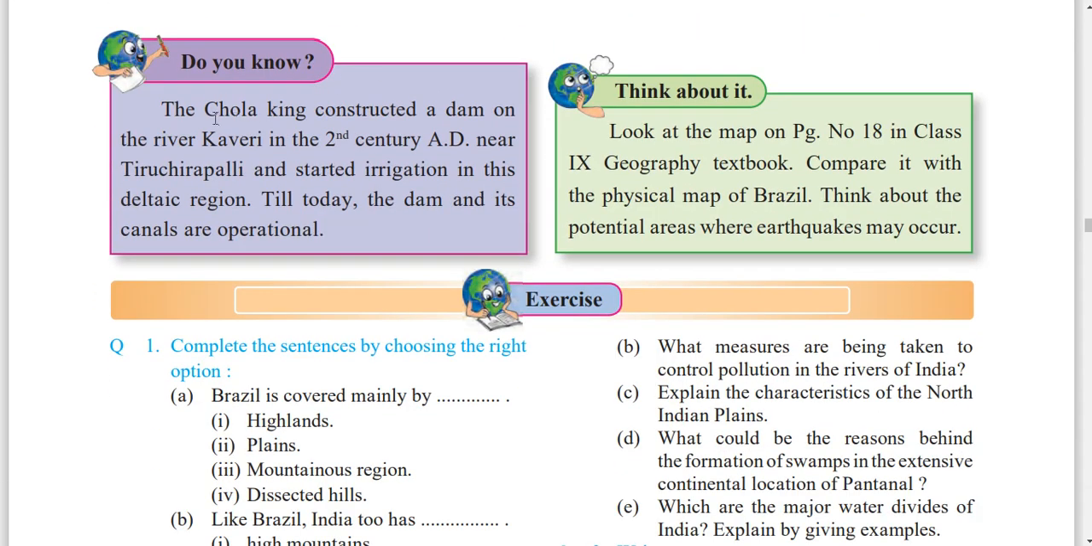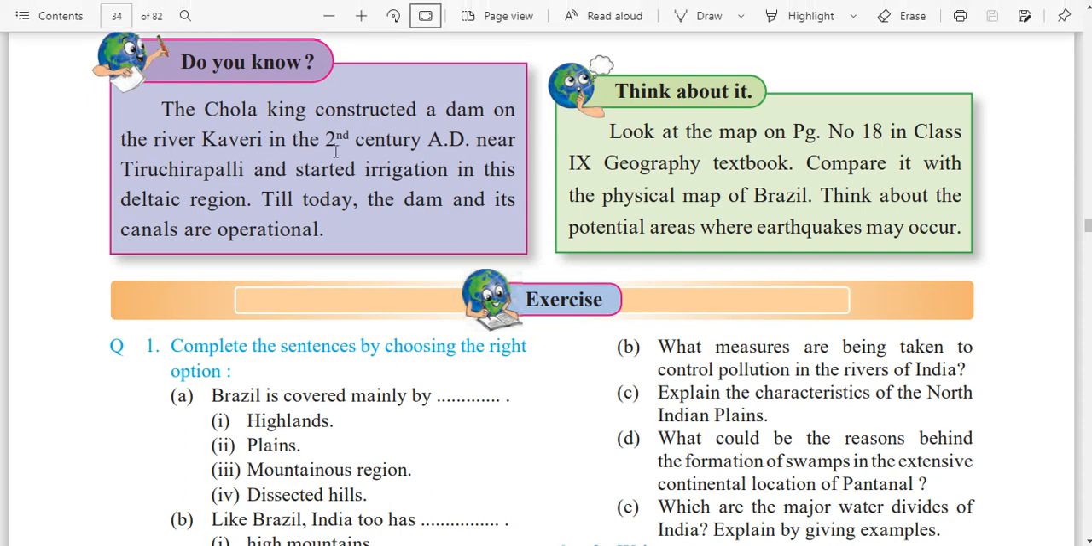Do you know the Chola king constructed a dam on the river Kaveri in the 2nd century AD near Tiruchirappalli and started irrigation in this deltaic region. Till today, the dam and its canals are operational. Think about it. Look at the map on page number 18 in the class 9 geography textbook. Compare it with the physical map of Brazil. Think about the potential areas where earthquakes may occur.